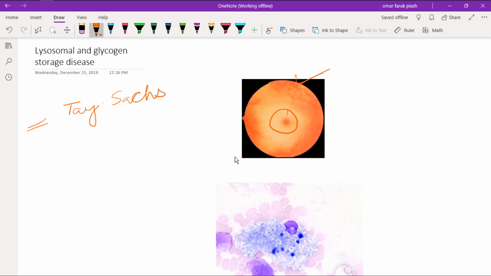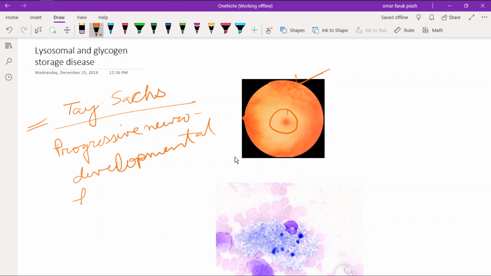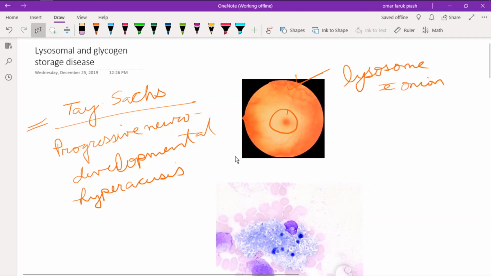Okay, in Tay-Sachs disease, what would be the features? There is progressive neurodegeneration, developmental delay, and hyperacusis, and there is lysosome with onion skin. Now, the most important thing I would like to say is that in Tay-Sachs disease there is no hepatosplenomegaly.